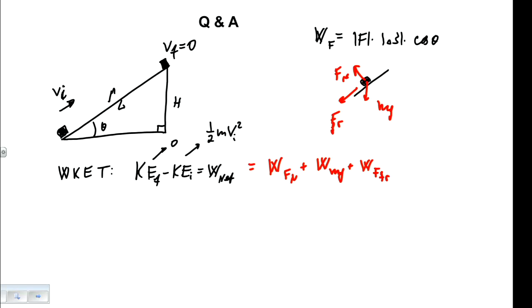Well, work done by the normal force is equal to what number? Okay, what do you think? 0. Because the angle between normal force and displacement is 90 degrees, so the cosine gives 0.